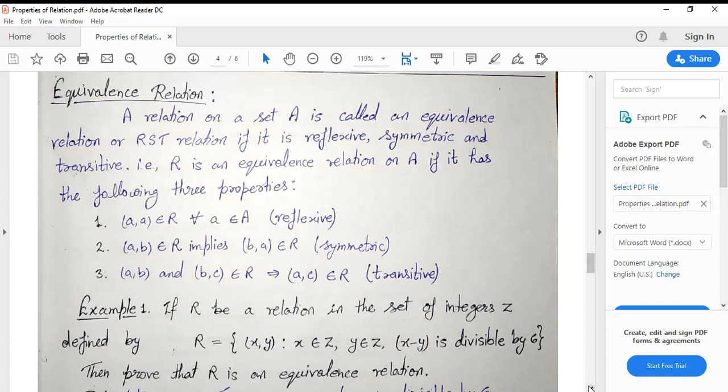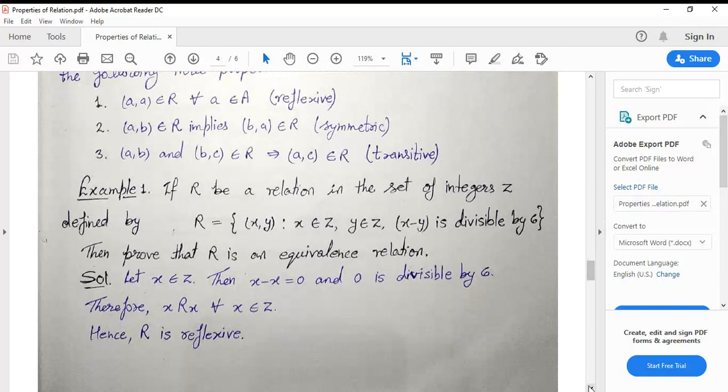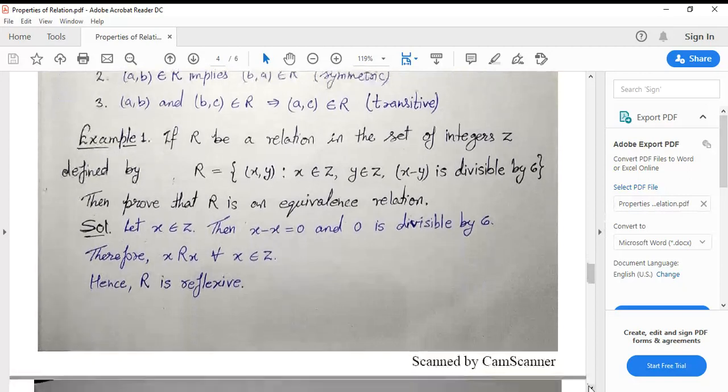So now take an example for this: how to show that a relation is an equivalence relation. So if R, here we have the relation on the set of integers Z, defined as the ordered pairs (x, y), where x and y are integers, and the relation is defined by x minus y is divisible by 6. So here we have to prove that the relation R is the equivalence relation.